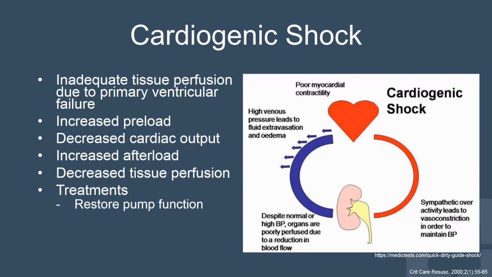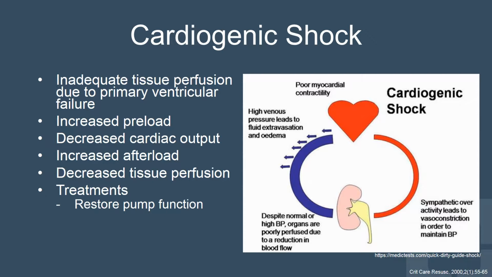The next type of shock we will look at is cardiogenic shock, in which there is a direct insult to the heart muscle itself. Therefore, there's inadequate tissue perfusion due to a primary ventricular failure. As a result, we will see an increased preload as the heart muscle cannot pump what blood it's getting to the rest of the body, and there ends up being a backflow of blood because the heart cannot compensate for the amount that it is receiving.